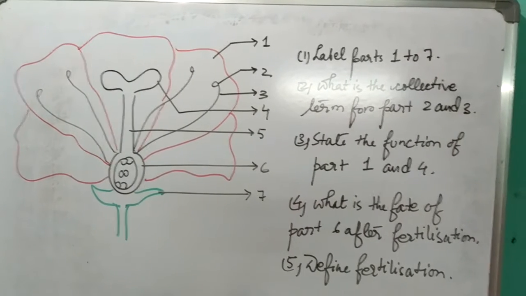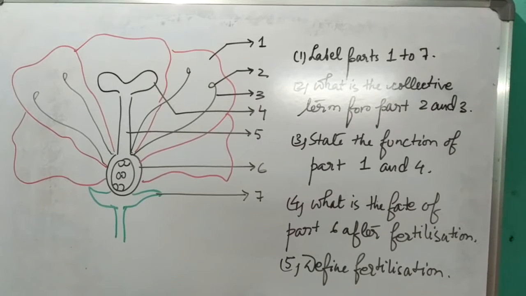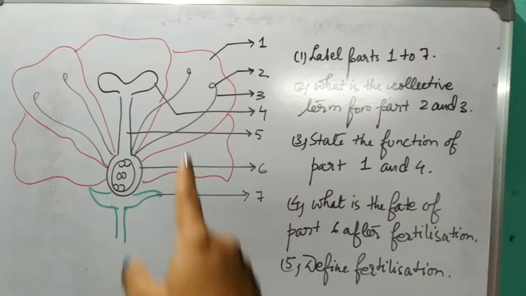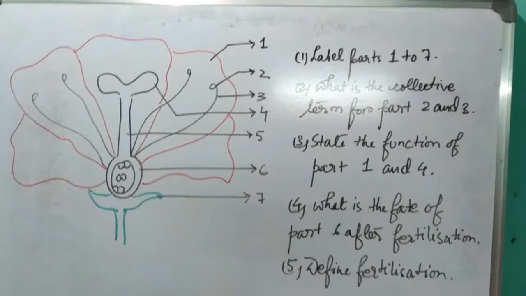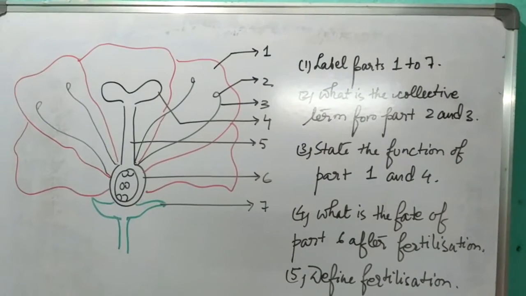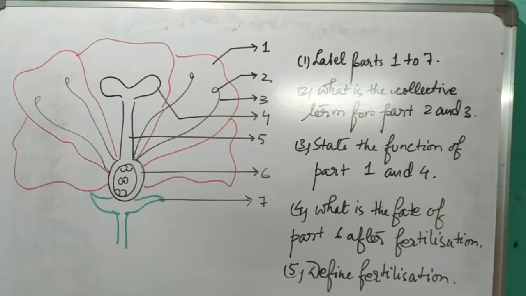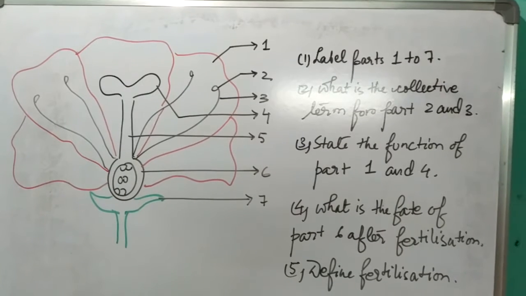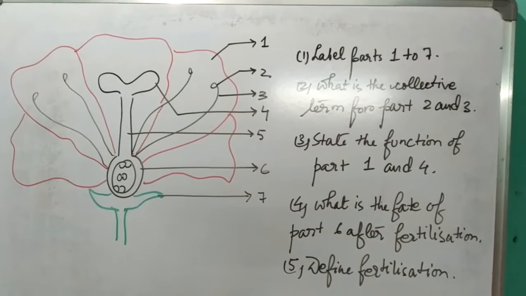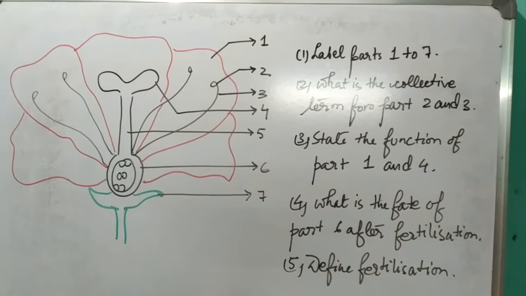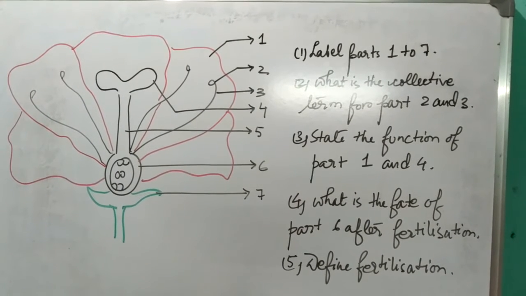Next is, what is the collective term for part 2 and 3? Now over here, 2 is anther and 3 is filament. So these two parts together are known as the stamen. Now stamen is the male part of a flower. Next question is, state the function of part 1 and 4.